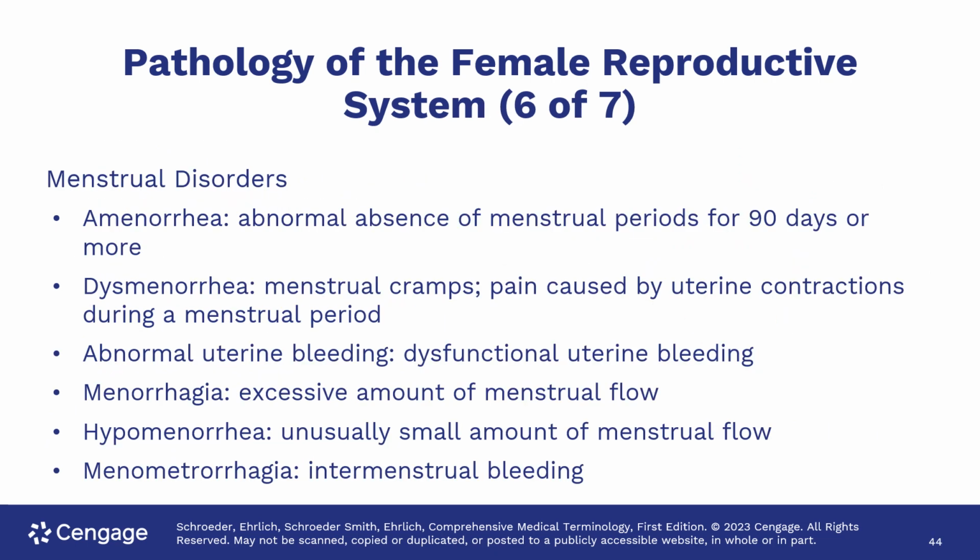Pathology of the menstrual cycle are not having one, amenorrhea. A painful one, dysmenorrhea. Too much bleeding, menorrhagia. Too little bleeding, hypomenorrhea. Bleeding in between cycles, menometrorrhagia, and abnormal uterine bleeding.